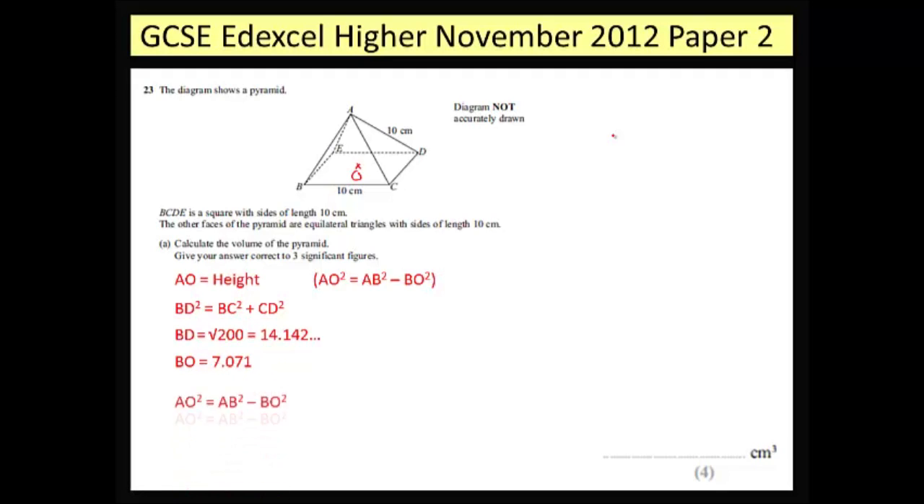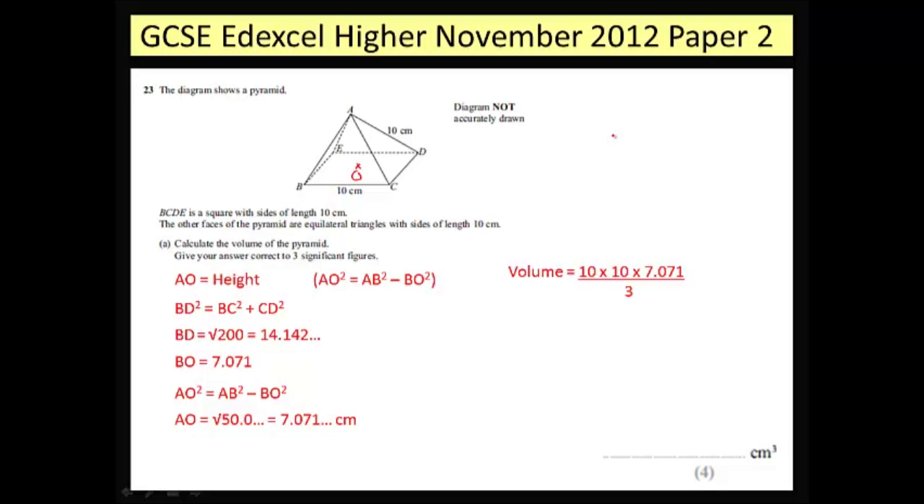So now I know what this one is, I should be able to work out the height. So if I go back to what I said earlier, AO squared equals AB squared minus BO squared. This gives me a height of the pyramid of 7.071 centimeters. Once I've got this, I'm going to go back to my volume formula and work out the area of the base, and times it by the height. So the area is 10 times 10, and the height we've worked out is 7.071. That will give me the volume of the containing cuboid.